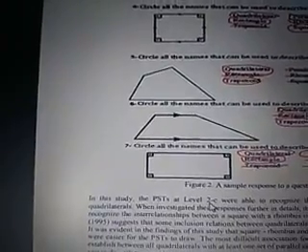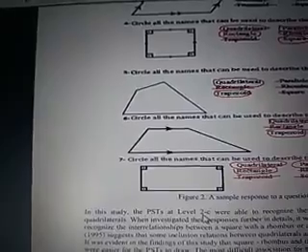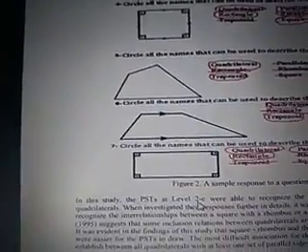Got it? So this is the way we just relate different quadrilaterals to each other. These are the special types of quadrilaterals. Special conditions are there. So the next exercise will be based on these questions.